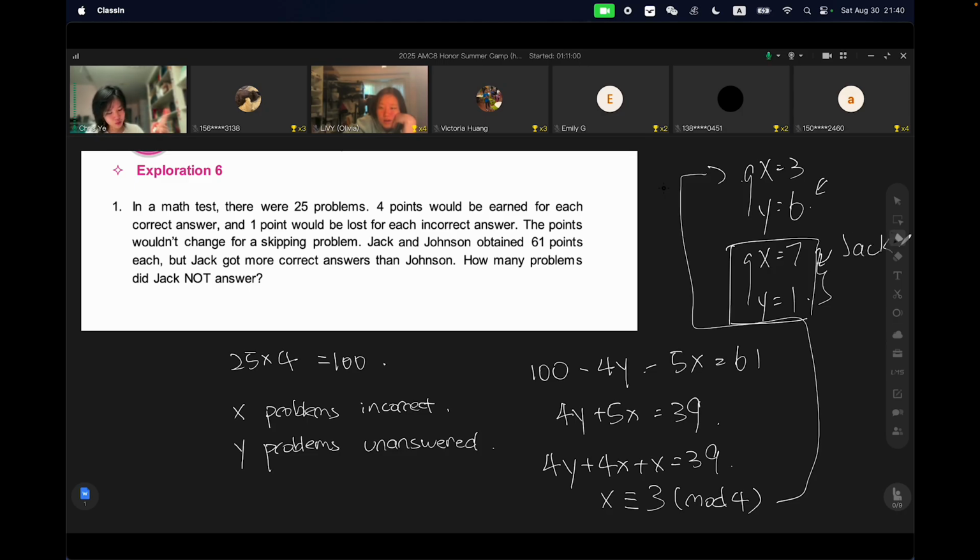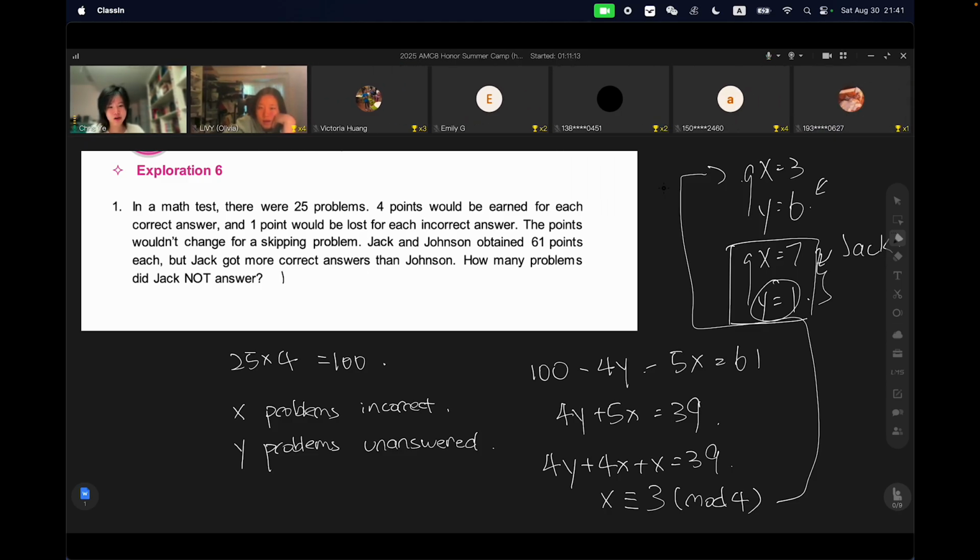It says that there are y problems unanswered. So therefore, Jack did not answer 1 problem, and therefore, the answer is 1. He did not answer 1 problem, but he got 7 problems wrong.